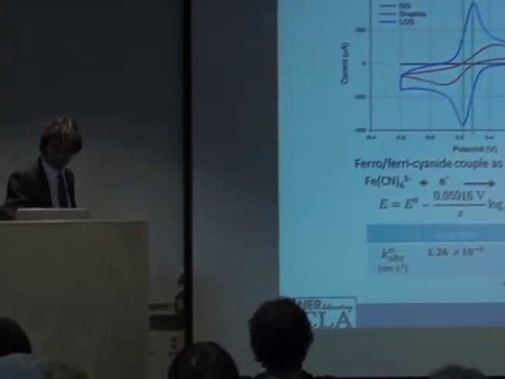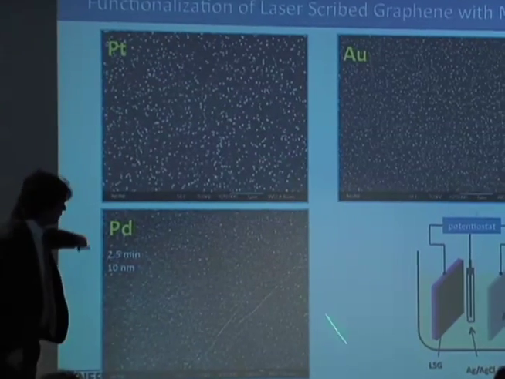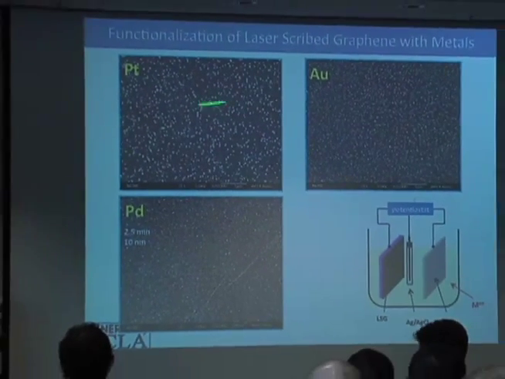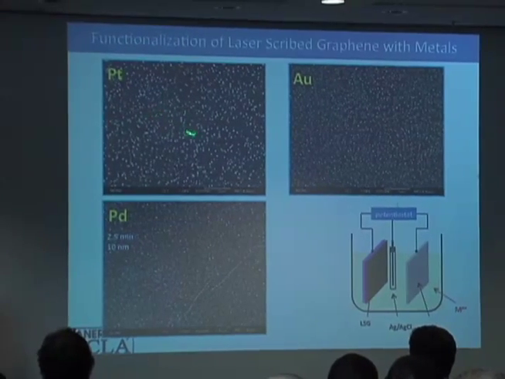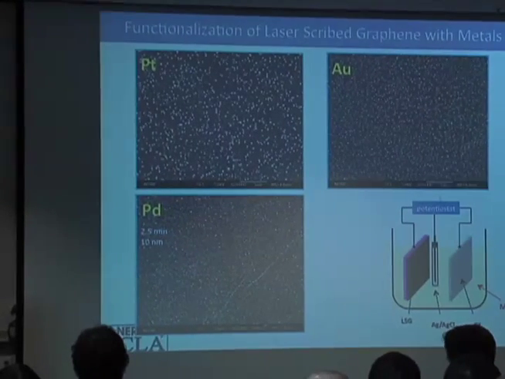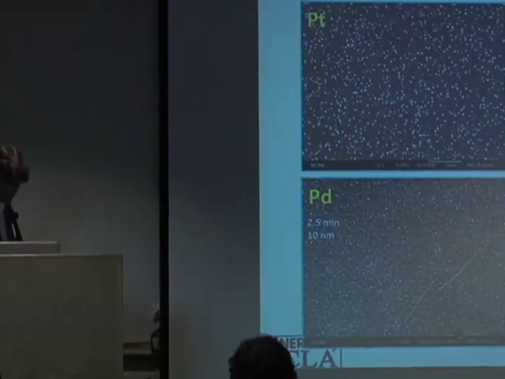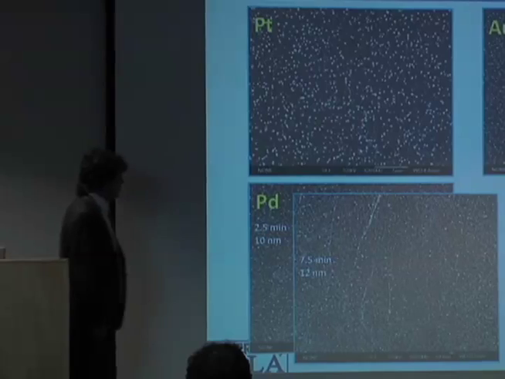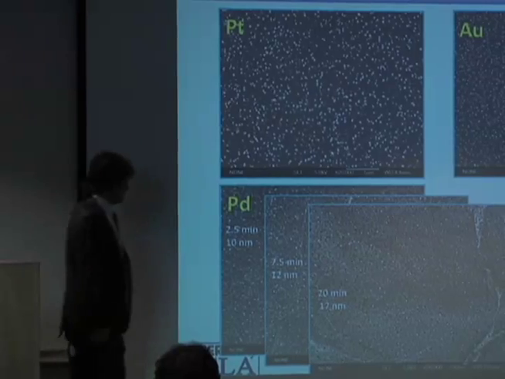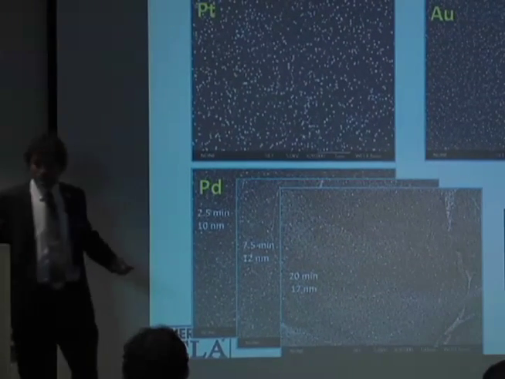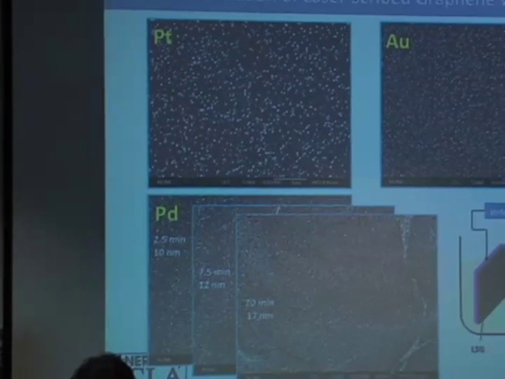Actually, I'll show you one other experiment before I do that. Another thing you can do is you have this surface. You can set up an electrochemical cell, and you can deposit whatever metal you like. So if we take a platinum 2 salt, we can reduce it to platinum 0. So here's nanoparticles of platinum, nanoparticles of gold, nanoparticles of palladium. After 2.5 minutes using a palladium salt, we get 10 nanometer particles, quite uniformly dispersed. If we let this run a little longer, this is 7.5 minutes, they grow up to 12 nanometers. If we let this go for 20 minutes, we're up to 17 nanometers. You can grow whatever size particles you want. And this could be useful for sensors and maybe catalysis or something.